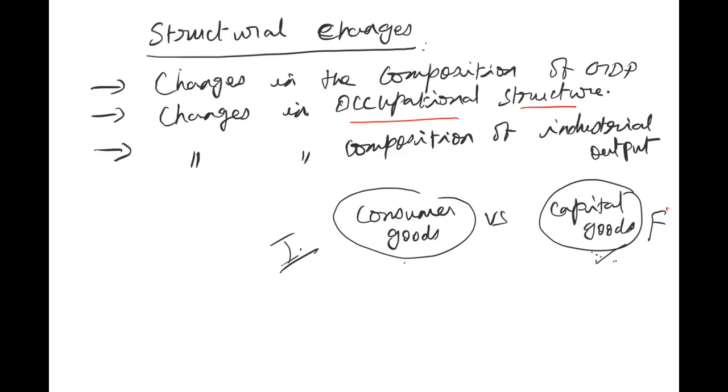So that is another change. More and more capital goods should be produced in the country. More and more capital goods industries should be established in a country. So that is another change a country has to initiate while in the process of economic development.